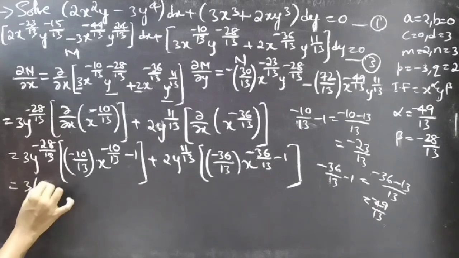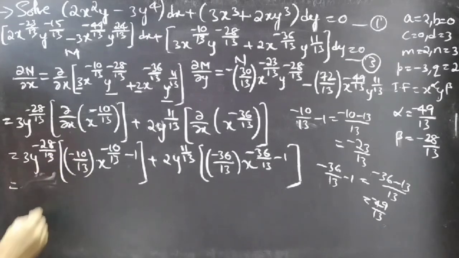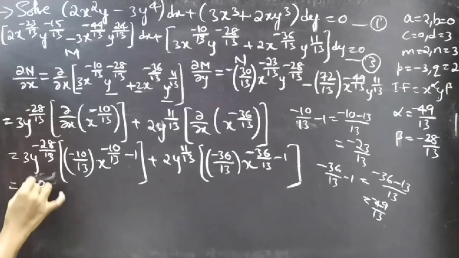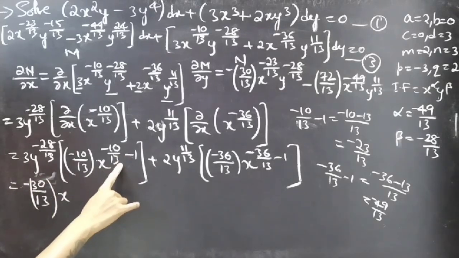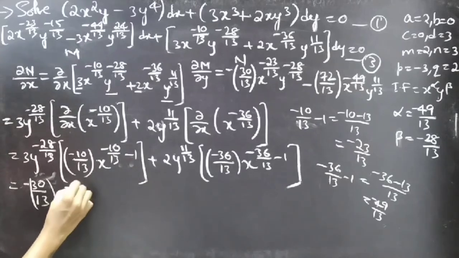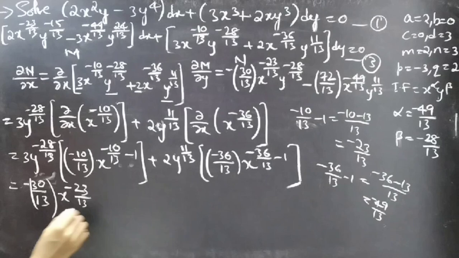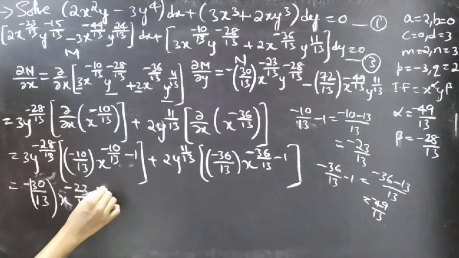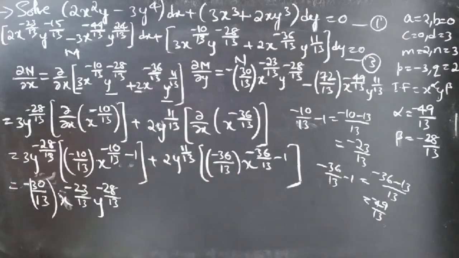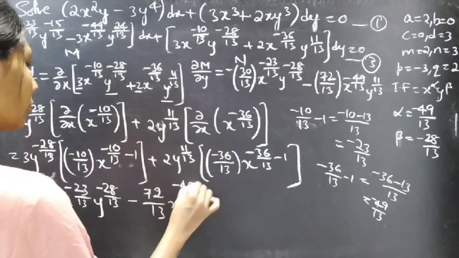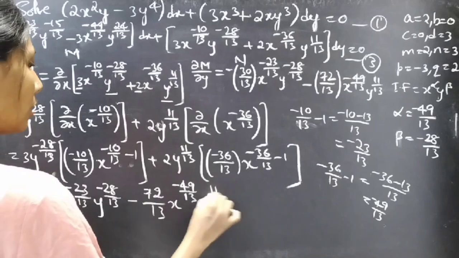You can write this as 3 into minus 10 by 13 gives minus 30 by 13 into x power minus 10 by 13 minus 1 is minus 23 by 13, into y power minus 28 by 13, plus 2 into minus 36 by 13 gives minus 72 by 13 into x power minus 36 by 13 minus 1 is minus 49 by 13 into y power 11 by 13.